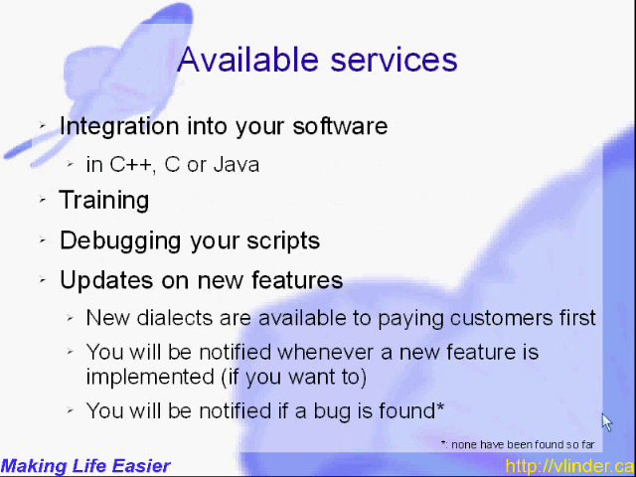For the services, if you want help with integrating Funky into your own software and your software is written in either C++, C, or Java, we can help you with that. If your software is written in anything else, we can provide you with a C API and help you integrate it through that API. We can provide training for integration of Funky, for the Funky programming language, on how best to use Funky, how to debug scripts, etc. We can help you debug your scripts.